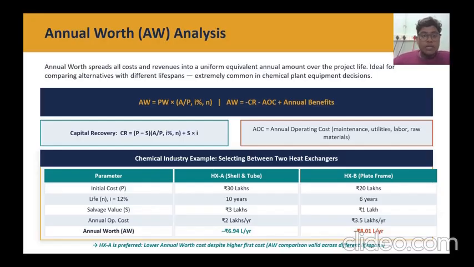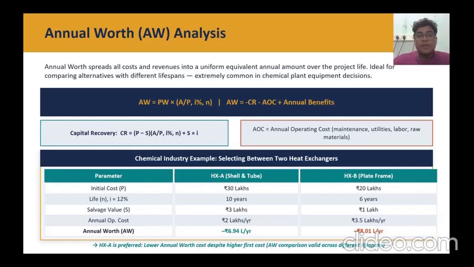Moving on to annual worth analysis. Annual worth analysis converts everything into a uniform annual amount. Think of it as spreading the entire project cost and benefit evenly across each year of its life. The formula has two key components: capital recovery, which analyzes the initial investment, accounting for salvage value, and the annual operating cost, which covers maintenance, utilities, labor, and raw materials.